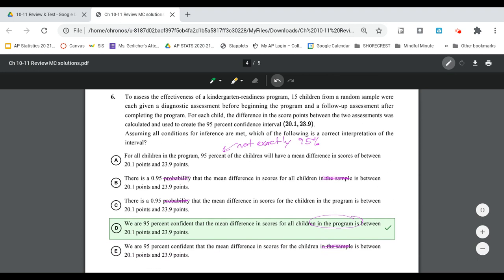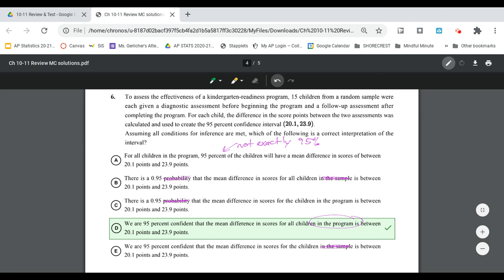For number 6, this is getting into specific ways to describe a confidence interval. And in general, especially when you're writing it in a free response and you're using your own words, just always use the sentence stem because it's very easy to say something wrong. Just use the sentence stem. Okay, so A is not right because we don't know that exactly 95% of the children will be in that interval, 95% of the children in the population.